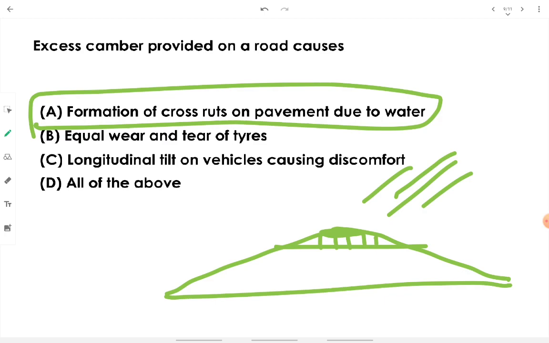Cross rut means it will be getting damaged, it will be receiving grooves and channels on it. This is what is called a cross rut. Therefore, excess camber causes formation of cross ruts on the pavement due to water and also due to vehicles.